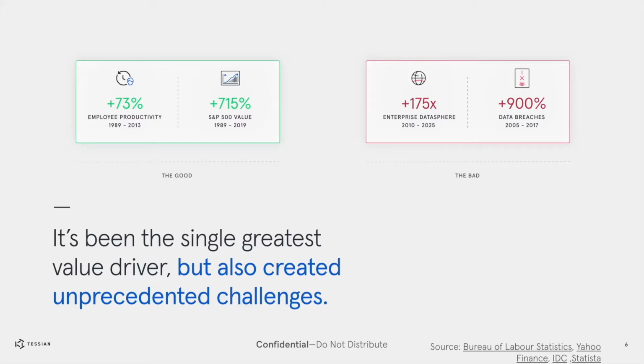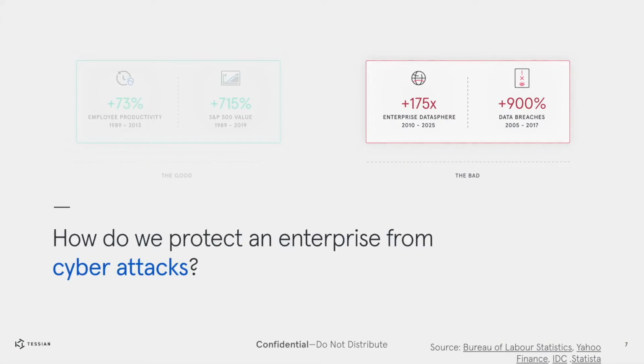This is emphasized by the fact that we've seen employee productivity increase by a whopping 73%. Alongside that, the S&P 500 value has increased by 715%, both from 1999 until 2013 and 2019 respectively. But whilst there certainly have been positives from digitalization, there have also been unprecedented challenges. What are the negative aspects associated with digitalization?